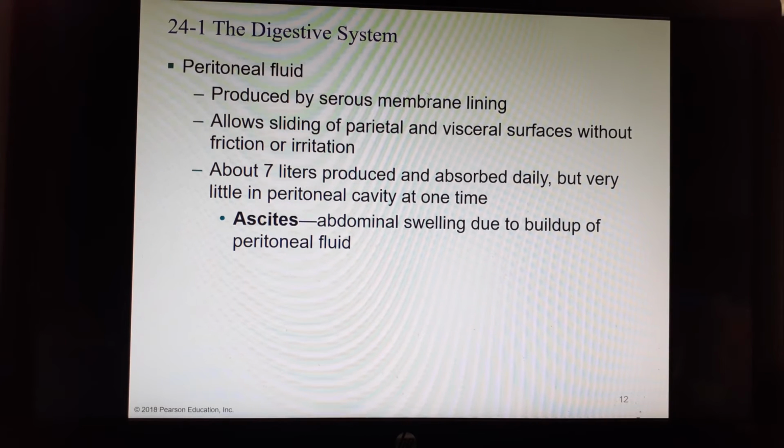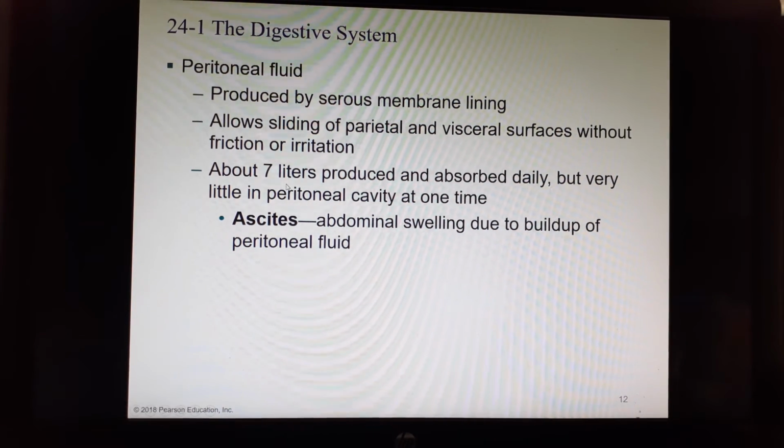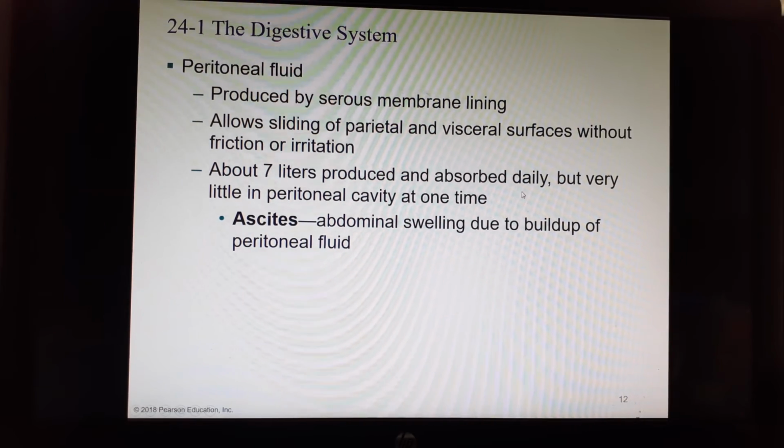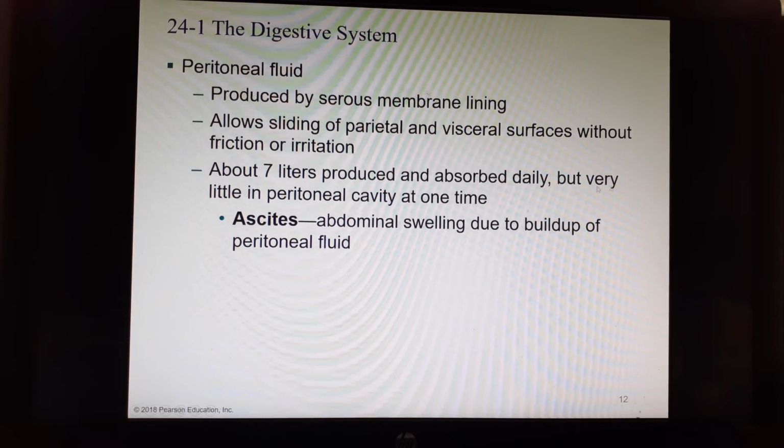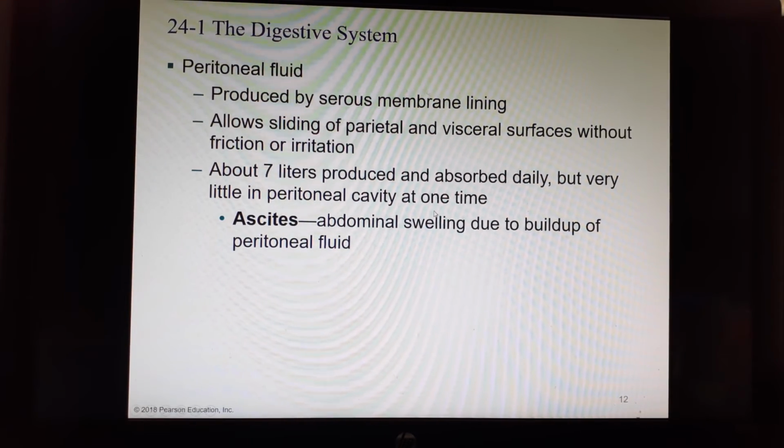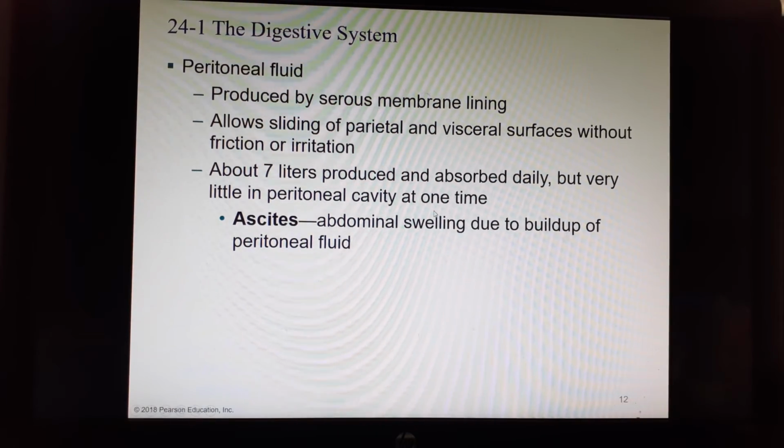These two layers will also secrete a fluid called peritoneal fluid that is a lubricant. It allows all the organs in your abdomen to slide around each other without rubbing, so there's no friction. You make about 7 liters of this fluid and you absorb it daily. So there's very little in the cavity at any one time, just enough to keep things from sticking together.